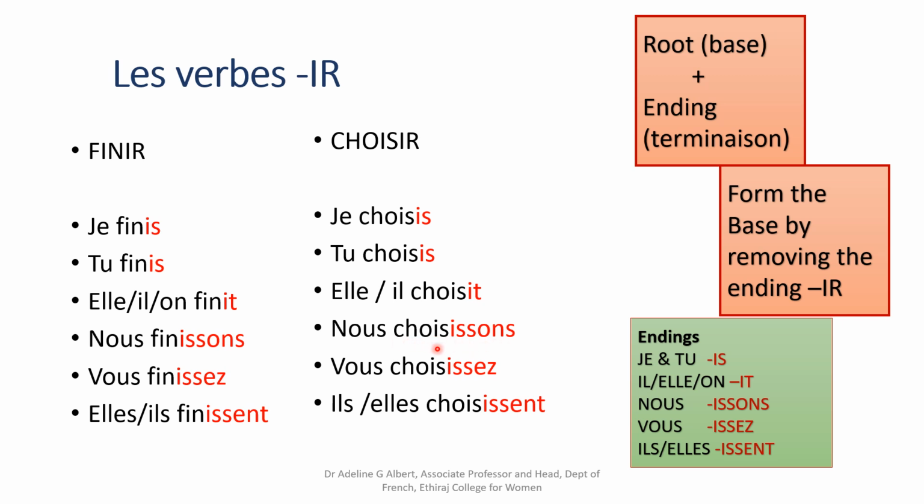This is your base. It already has IS in it. Don't think that that's part of the ending. The ending is separate. So this is the common mistake many people make when they are conjugating the word choisir, because you already have IS in the base. Be careful. You have the base, CHOIS, to which you add your endings. Okay?